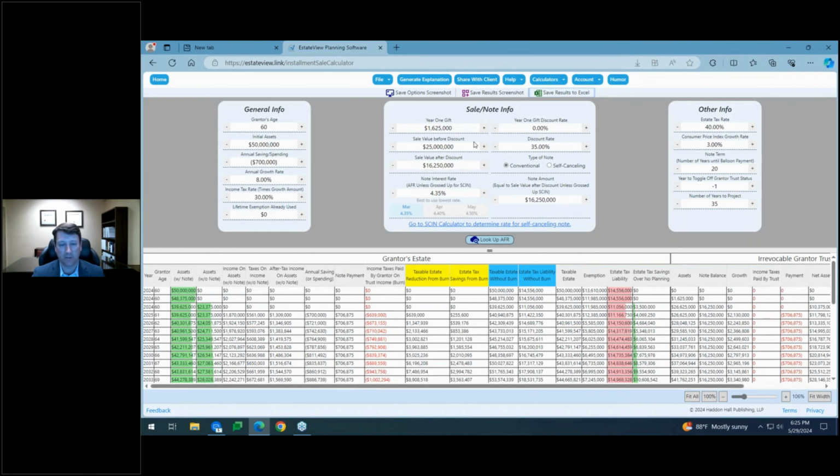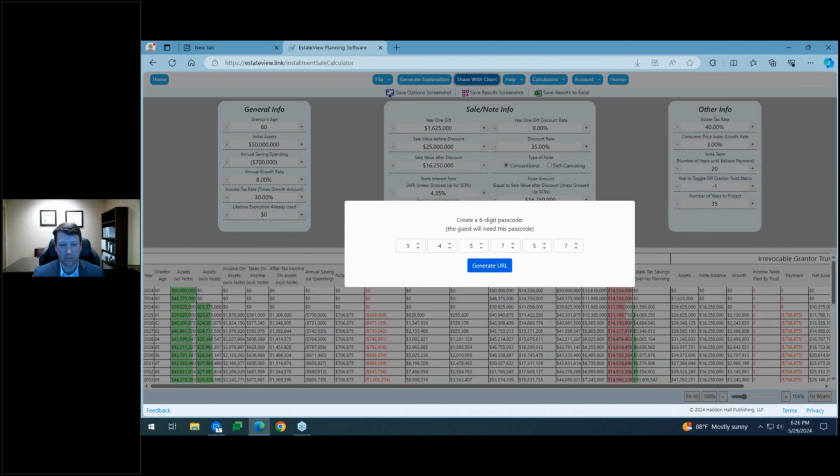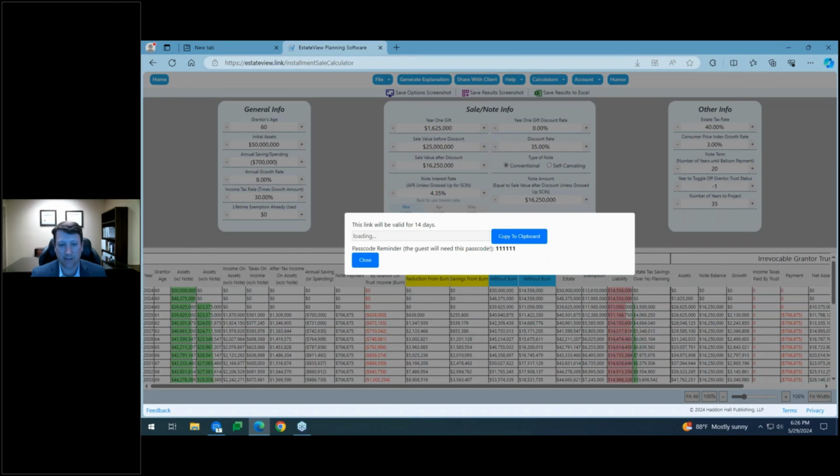Another way to do this is we can actually share the software with the client. So if you go to the Share with Client button, there you will have a passcode. You can change the passcode to be whatever you like. If you want to make it all ones, you can do that by clicking up and down on the arrows. Or if you want to keep it like the client's birth date or the last 6 of their social, something like that, you can change that passcode. Click Generate URL. It gives you this link here. Copy it to our clipboard, share the password with the client, paste that into an email with the password, and it gives them access to this software and this calculator for 14 days.